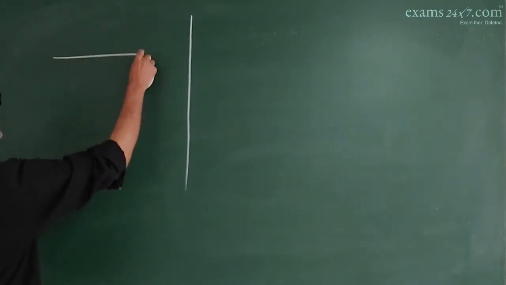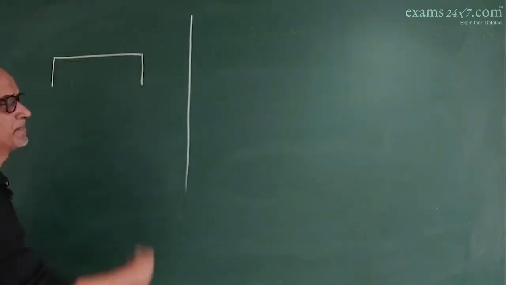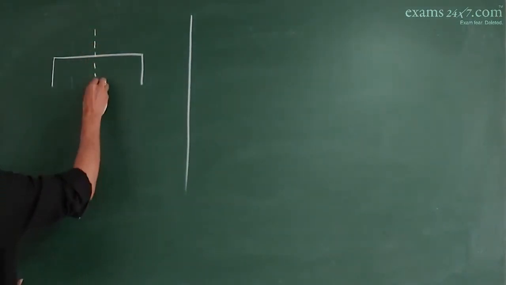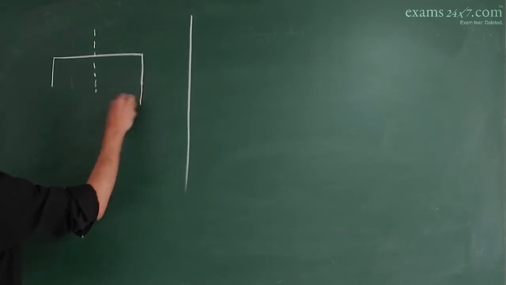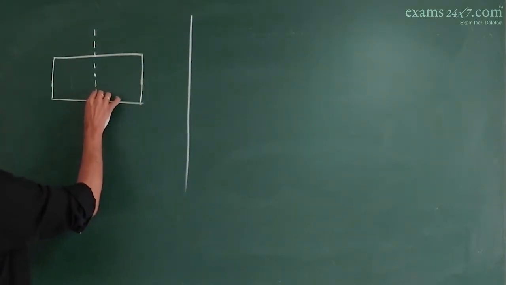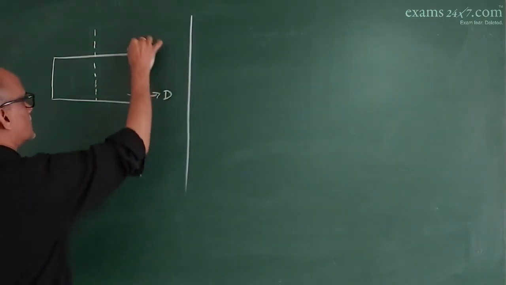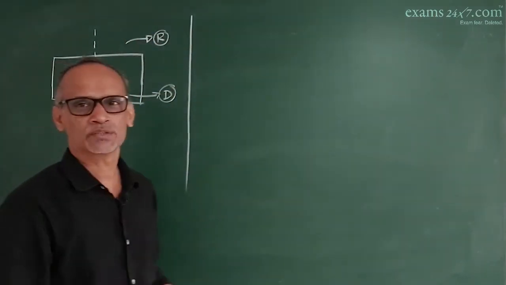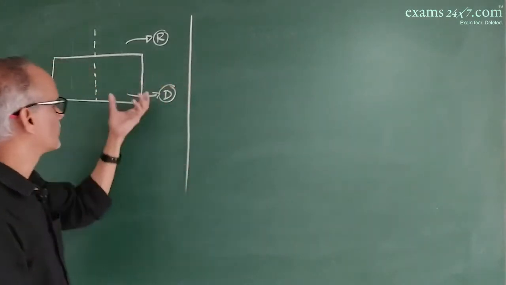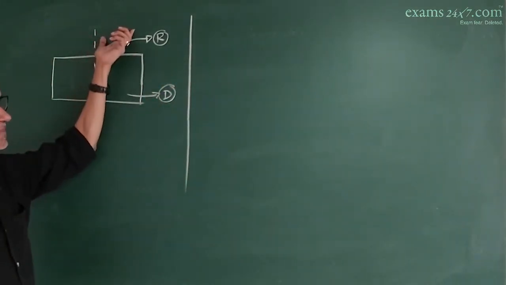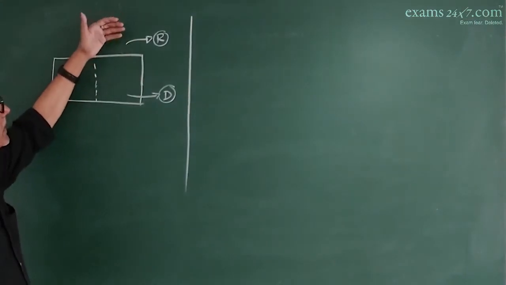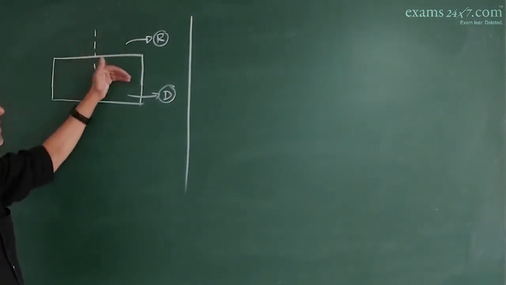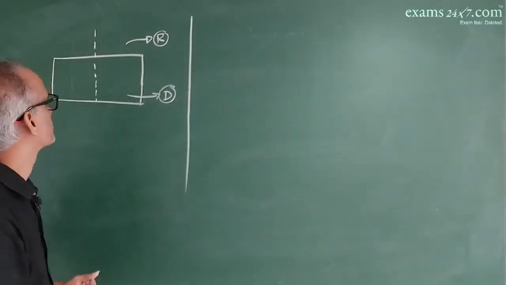So here again I am going to consider two optical media. This is the normal, this is the denser medium, and this is the rarer medium. A denser medium is one in which the absolute refractive index is more compared to that of the other medium, and the other medium is called the rarer, whose absolute refractive index is lesser compared to the second medium.